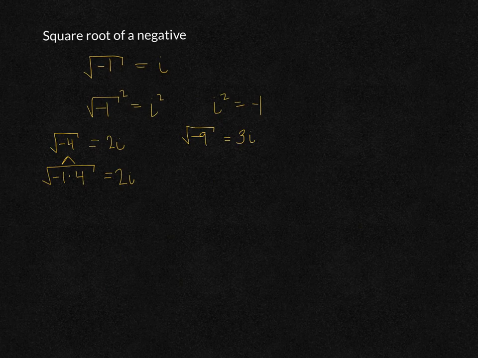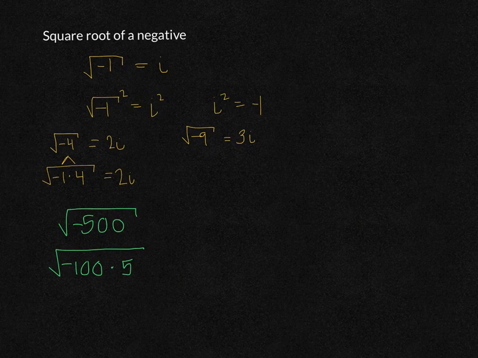So that means that if you are dealing with any square root, you can simplify it whether it has a positive or a negative inside. So if I have the square root of -500, we can rewrite that as -100 times 5. The square root of 100 is 10. The square root of a negative is i. And then you cannot take the square root of 5, so that is our final answer.